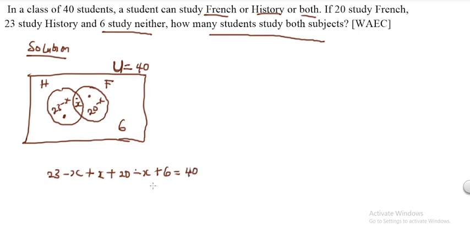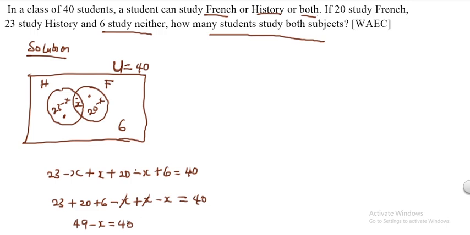What I'll do now is simplify these terms. So let's collect like terms here. I have 23 plus 20 and then plus 6 here, and I have minus X plus X minus X is equal to 40. So from here, I have 23 plus 20 plus 6, which is simply equal to 49. Minus X plus X cancel out each other. We have minus X here, and this is equal to 40.